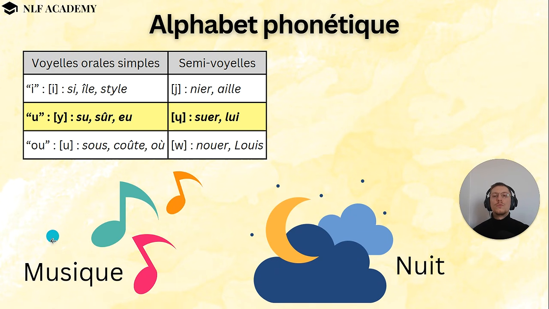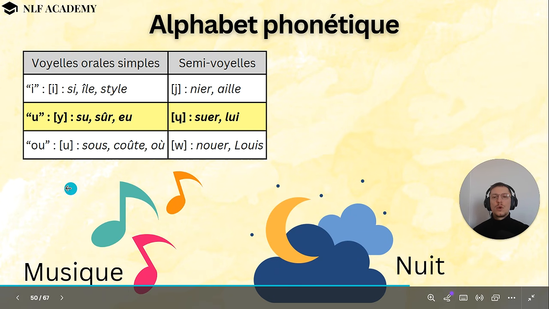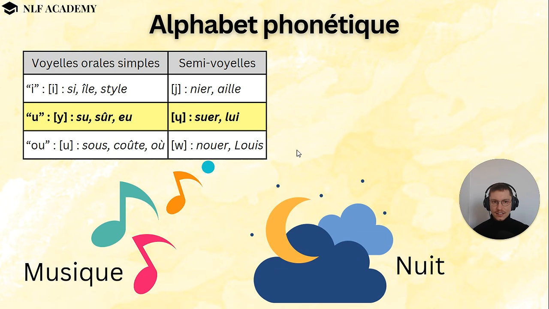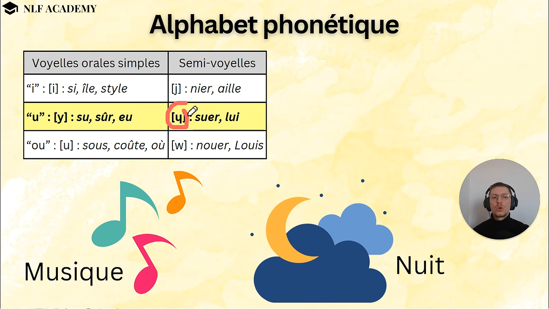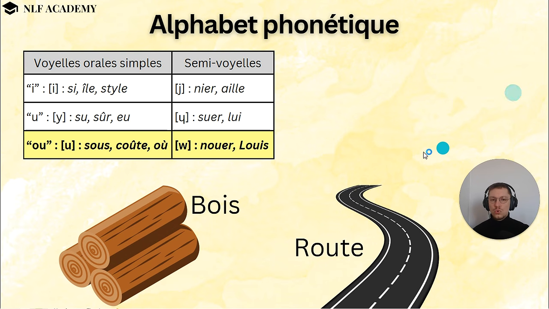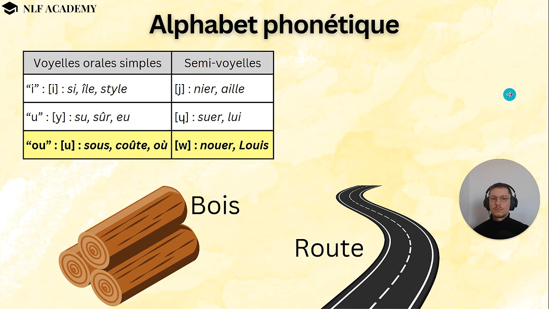U comme musique, musique, and the matching half vowel, y, like nuit, y, nuit. Ou, comme une route, ou, and the matching half vowel, ou, comme bois, bois. Très bien.